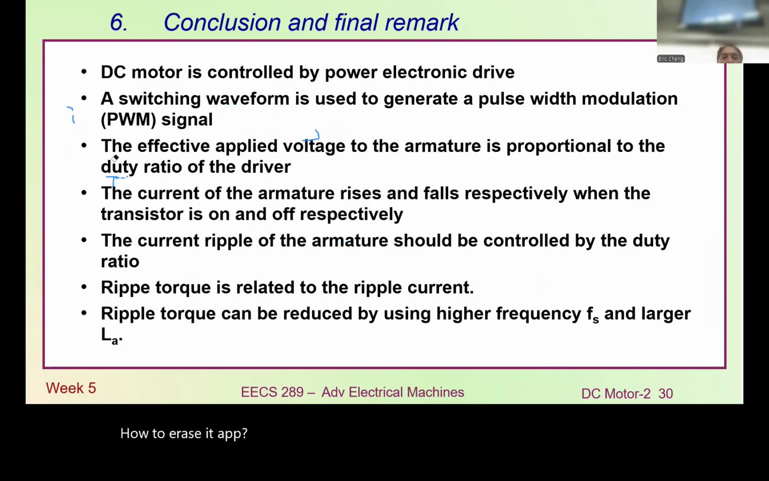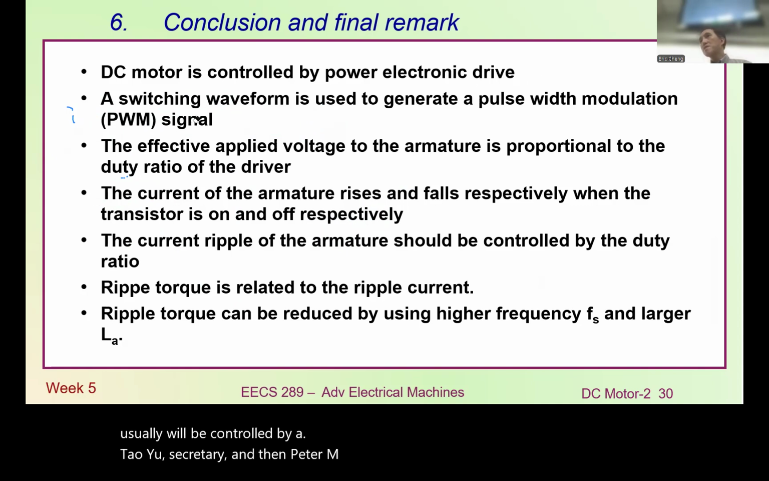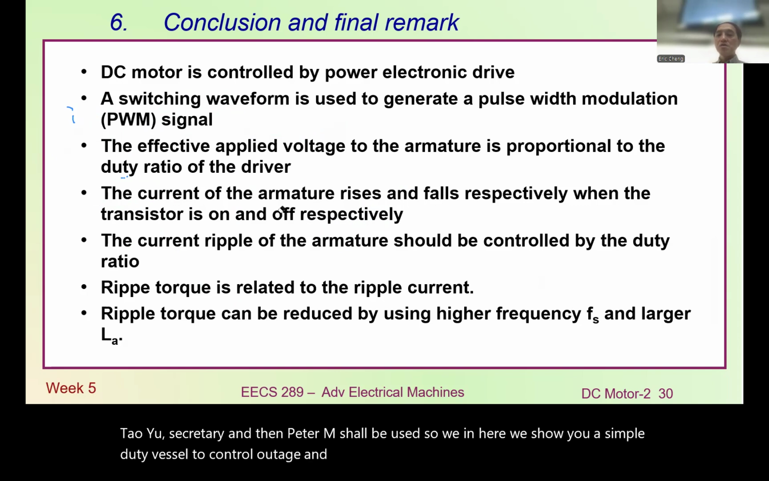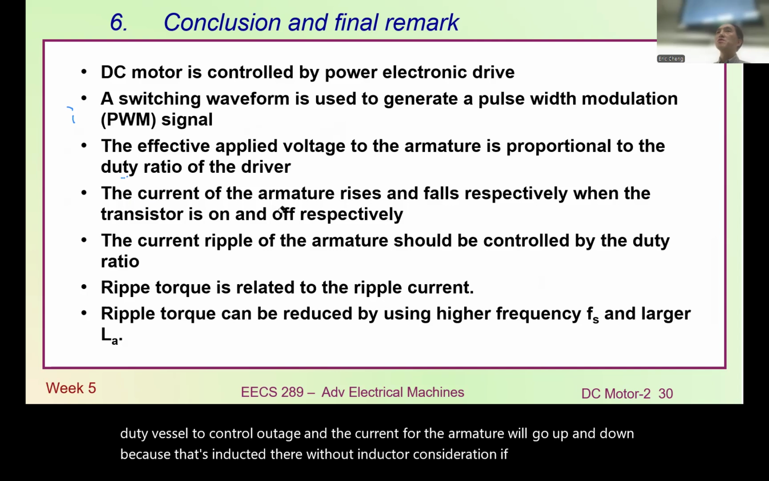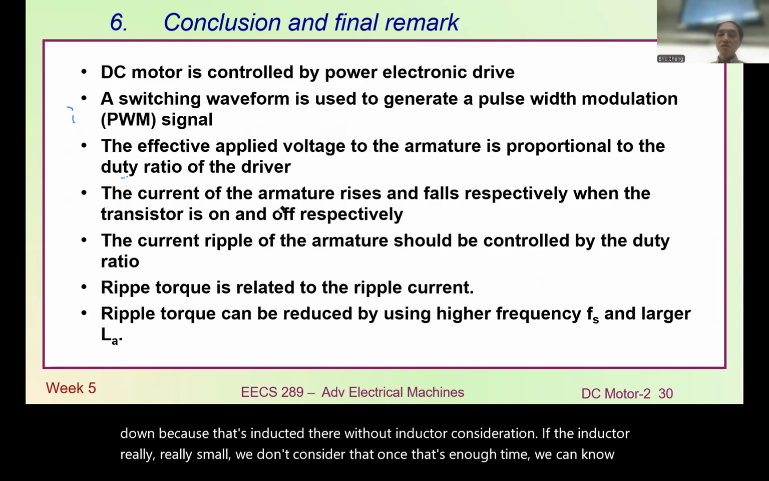So to summarize what we have learned in this lecture: a DC motor will usually be controlled by a power electronics circuit, and then PWM shall be used. Here we show a simple duty ratio to control the voltage. And the current for the armature will go up and down because there's an inductor there. Without inductor consideration, if the inductor is really small, we don't consider that. Once there's an inductor, the current goes in a triangular waveform.